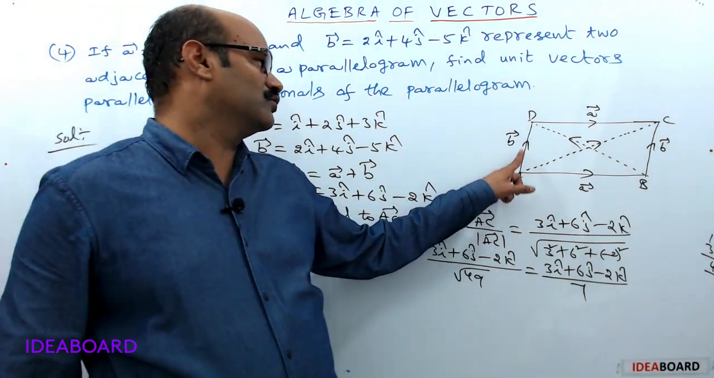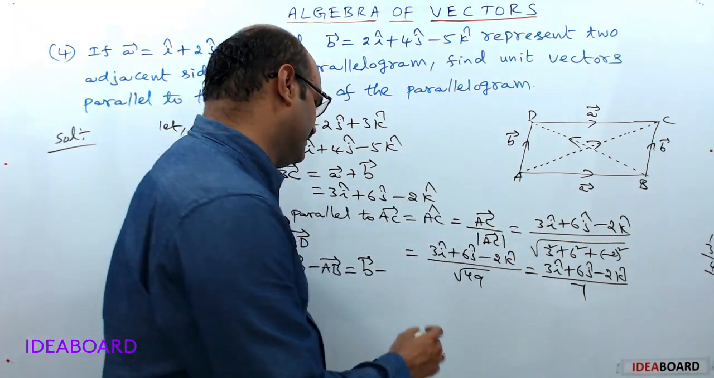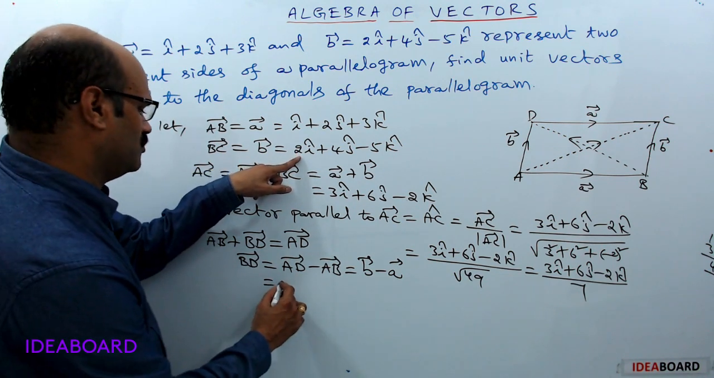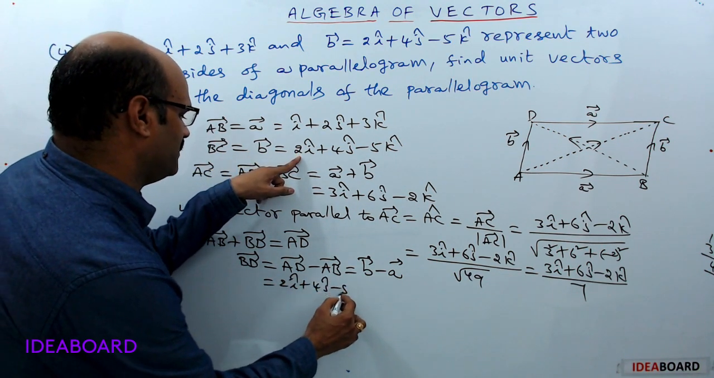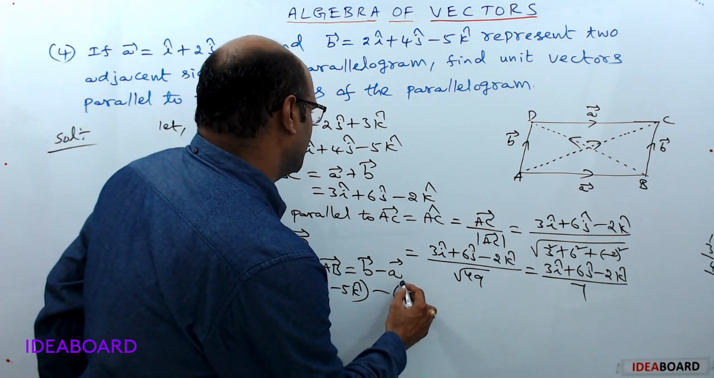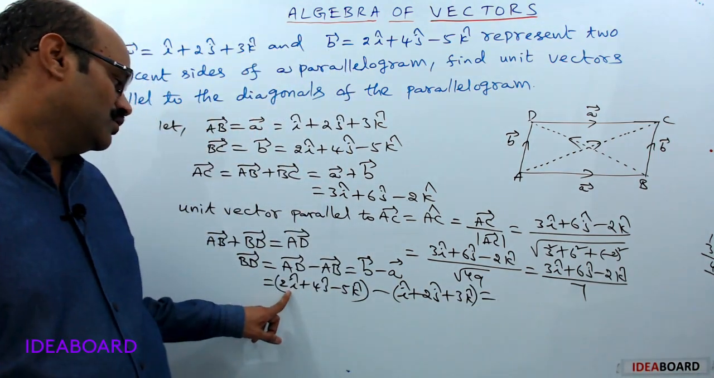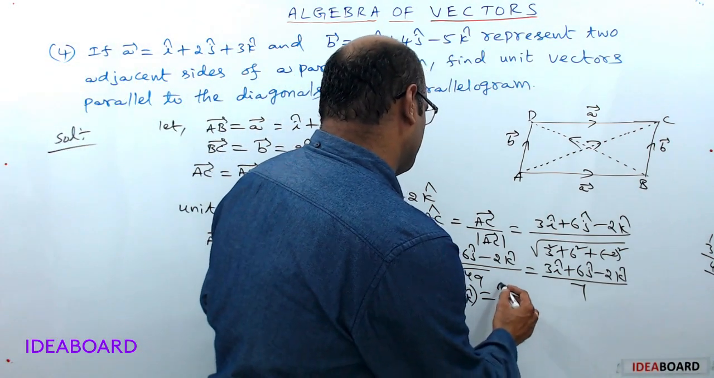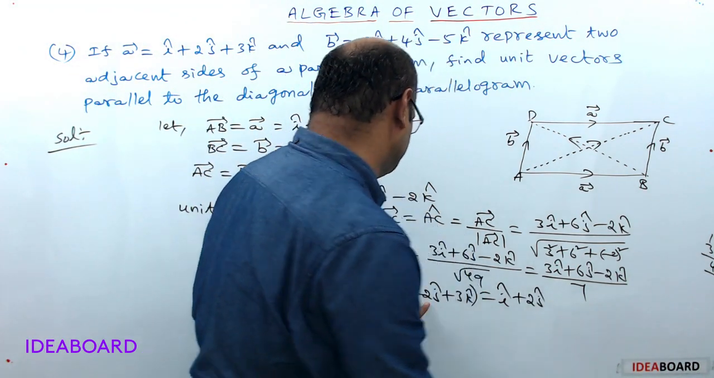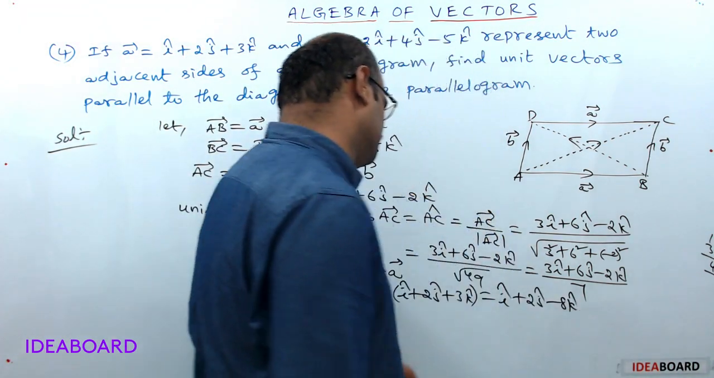Here AD vector equal to B vector, minus AB vector equal to A vector. It's given that B vector equal to 2i cap plus 4j cap minus 5k cap, minus A vector equal to i cap plus 2j cap plus 3k cap, equal to 2i cap minus i cap equal to i cap, 4j cap minus 2j cap equal to 2j cap, minus 5k cap minus 3k cap equal to minus 8k cap.